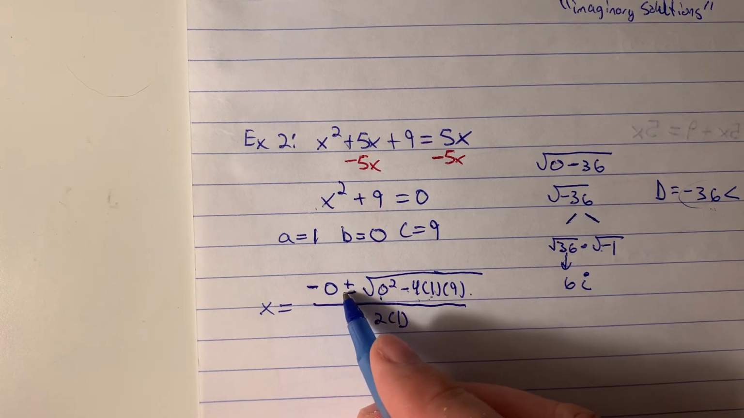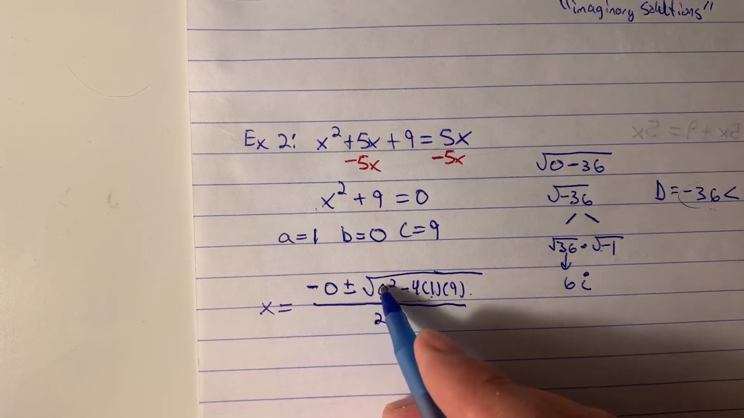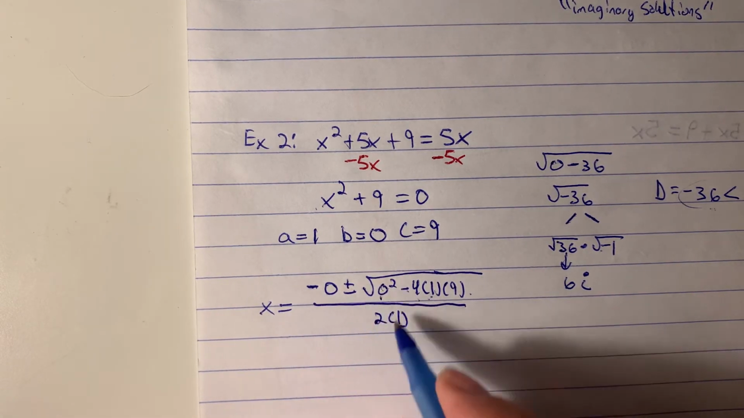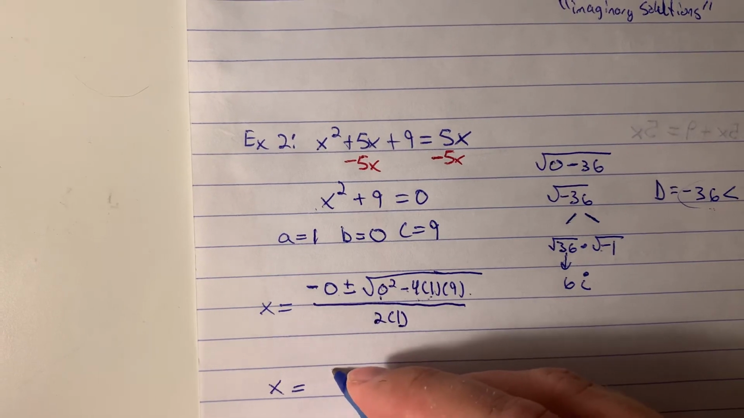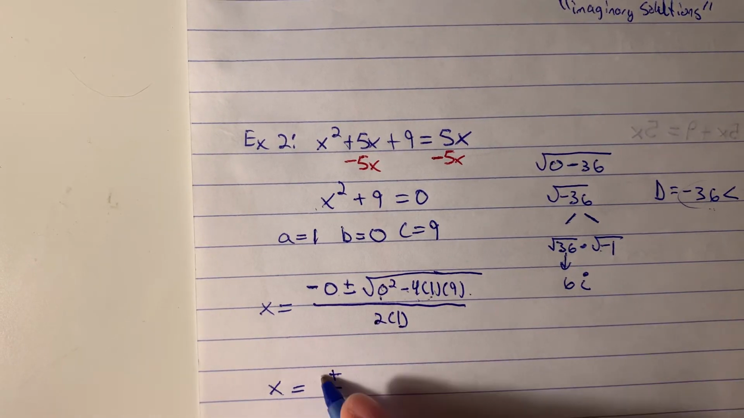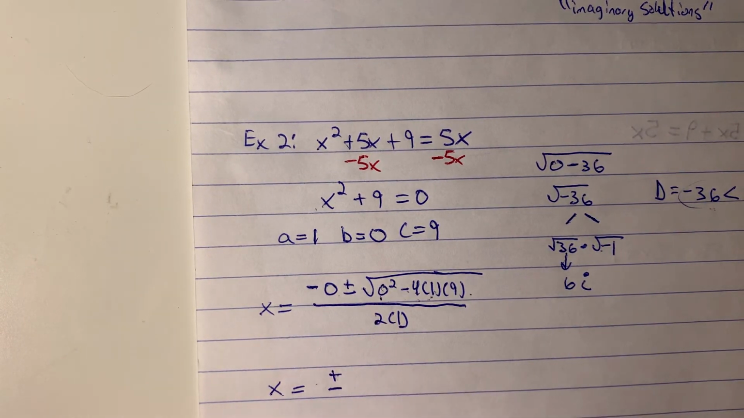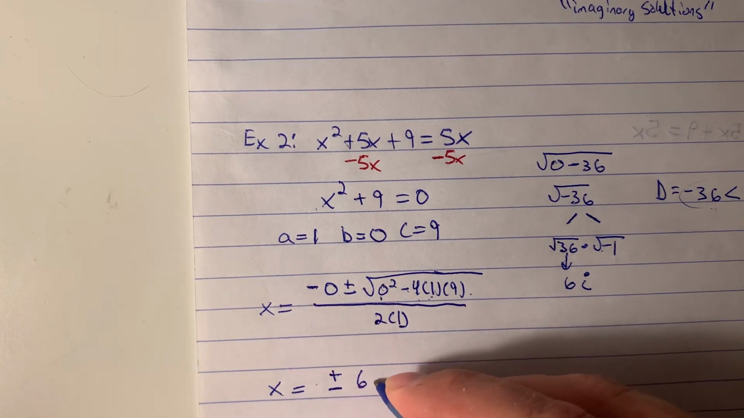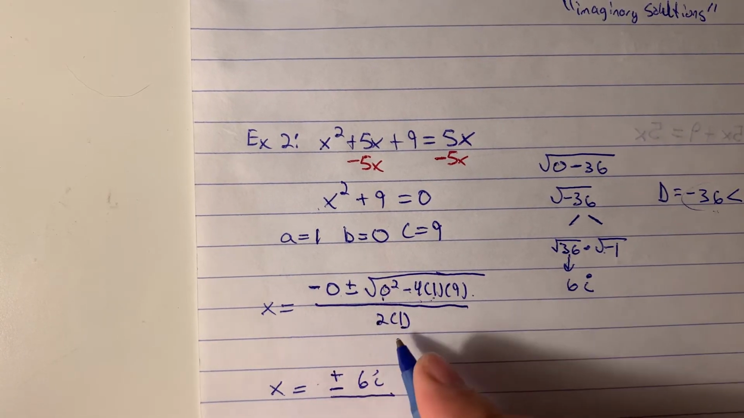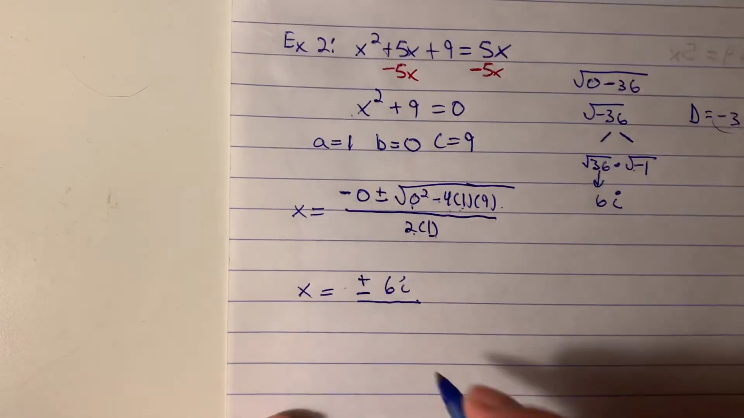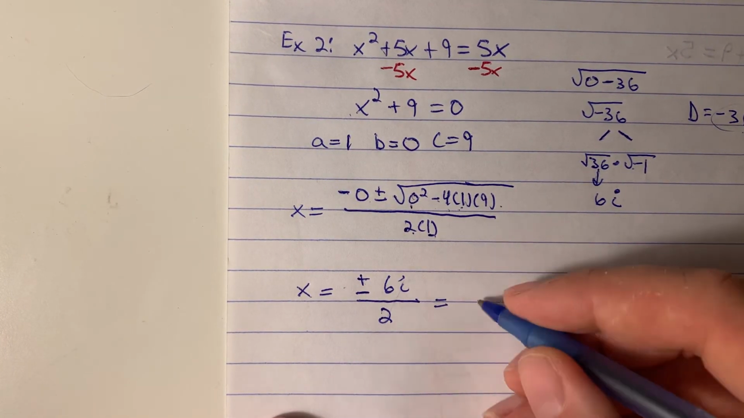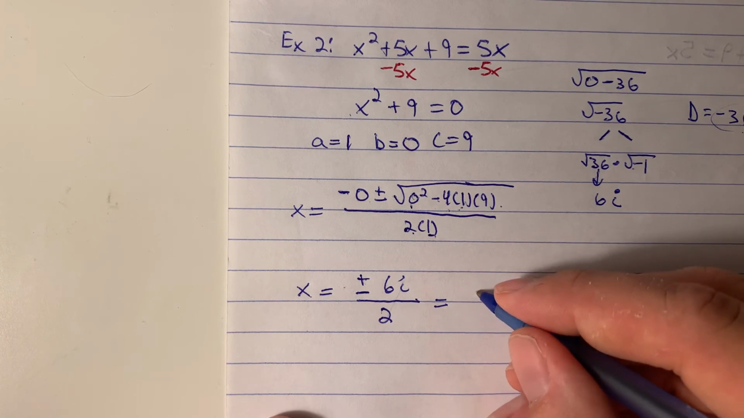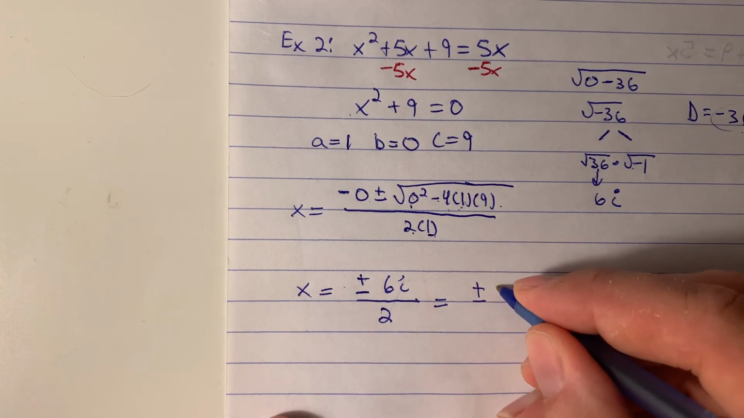Negative 0 is just 0, and 0 plus anything is itself, and 0 minus anything is the negative of something. And this is why a lot of times when b is 0, we won't write it, because this is just going to end up being plus or minus. We don't need to write the 0 here because the 0 won't have any effect. Plus or minus 6i divided by 2 times 1 is 2. And we can divide this. There's only one term. And so we get x equals plus or minus 3i.